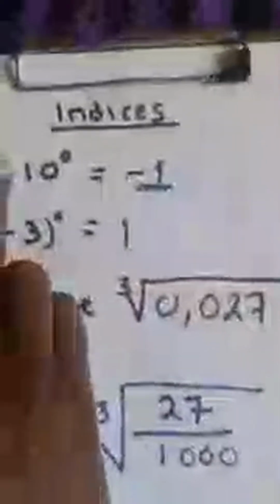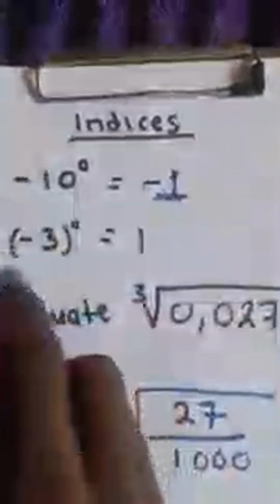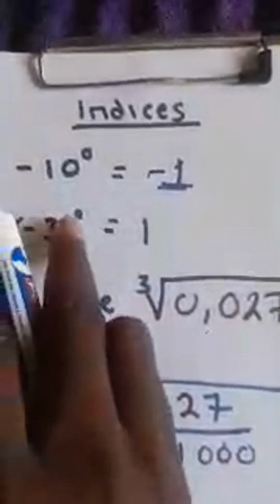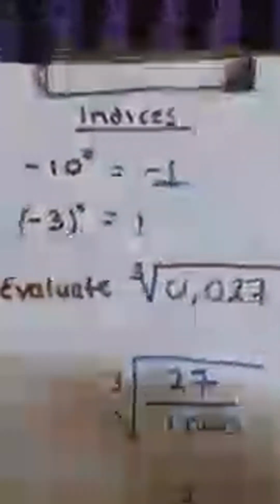The first one was minus 10 raised to the power of 0. And I said any number raised to the power of 0 is equal to 1. So 10 raised to the power of 0 is 1, but we have a negative here, so it's now negative 1. The negative 3 raised to the power of 0 is in brackets, so any number raised to the power of 0 is equal to 1.